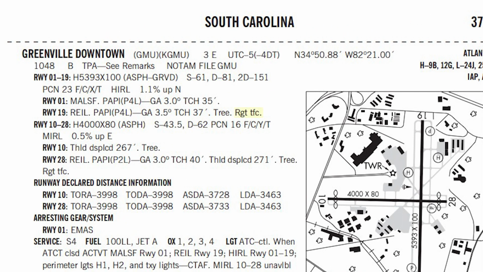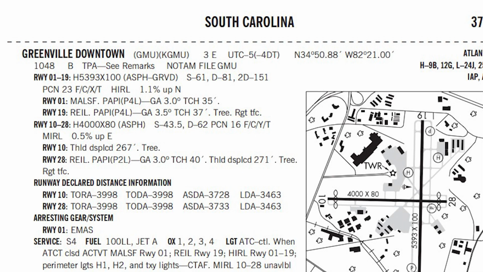Another example of a non-standard pattern can be found at my home airport of Greenville Downtown, or KGMU. GMU is a towered airport, so typically the tower will instruct us on whether to fly a left or a right traffic pattern. But the airport directory denotes that runway 19 is right traffic, so if the tower were closed or not operating, we would fly a right traffic pattern for runway 19.